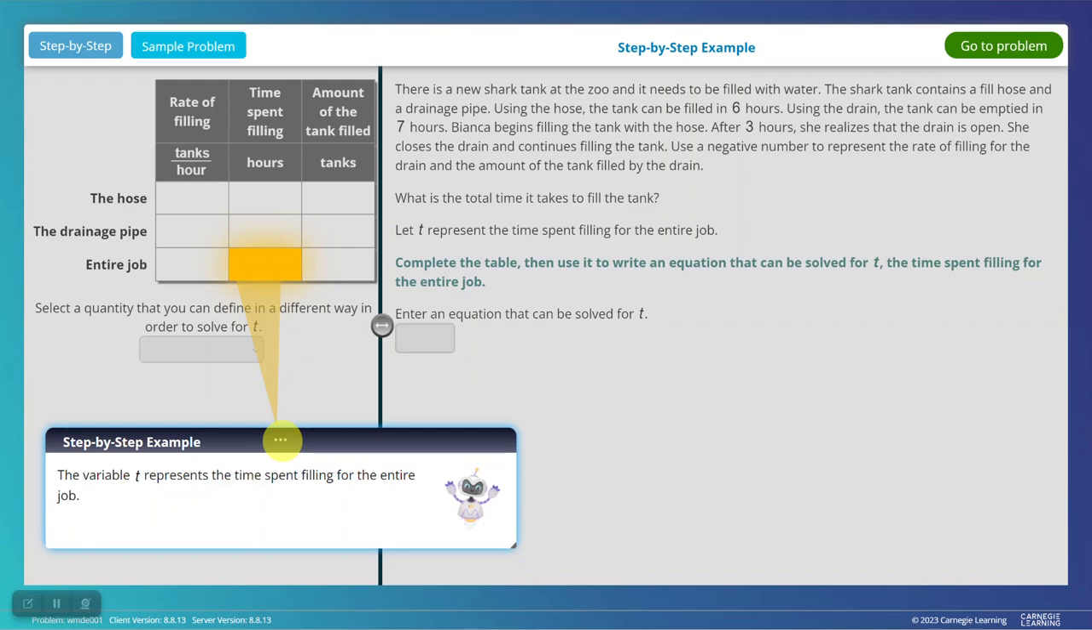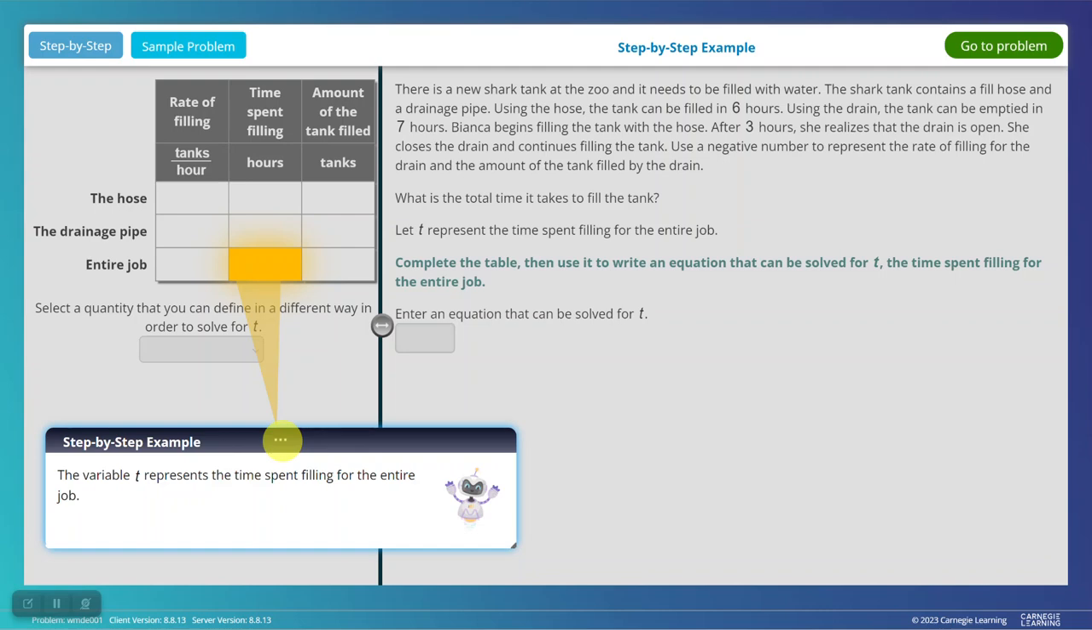Bianca begins filling the tank with the hose. After 3 hours, she realizes that the drain is open. She closes the drain and continues filling the tank. Use a negative number to represent the rate of filling for the drain and the amount of the tank filled in by the drain.